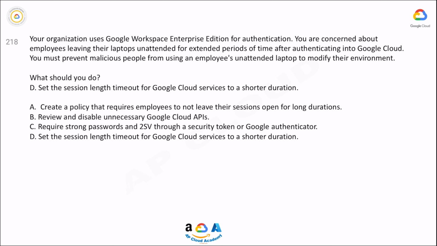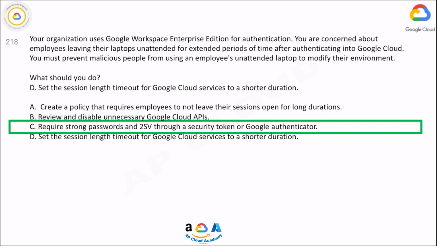A. Create a policy that requires employees to not leave their sessions open for long durations. B. Review and disable unnecessary Google Cloud APIs. C. Require strong passwords and 2SV through a security token or Google Authenticator. D. Set the session length timeout for Google Cloud services to a shorter duration. The correct answer is C. Require strong passwords and 2SV through a security token or Google Authenticator.